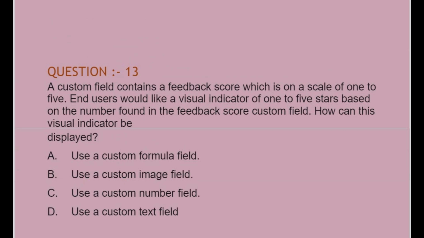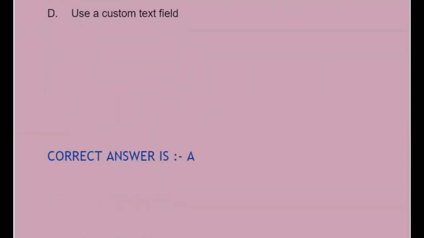Question is a custom field contains a feedback score which is on a scale of 1 to 5. End users would like a visual indicator of 1 to 5 stars based on the number found in the feedback score custom field. How can this visual indicator be displayed? Option A. Use a custom formula field. Option B. Use a custom image field. Option C. Use a custom number field. Option D. Use a custom text field. Correct answer is option A.